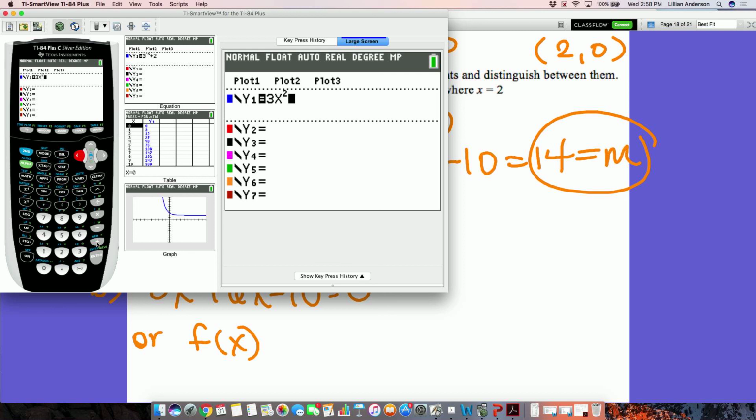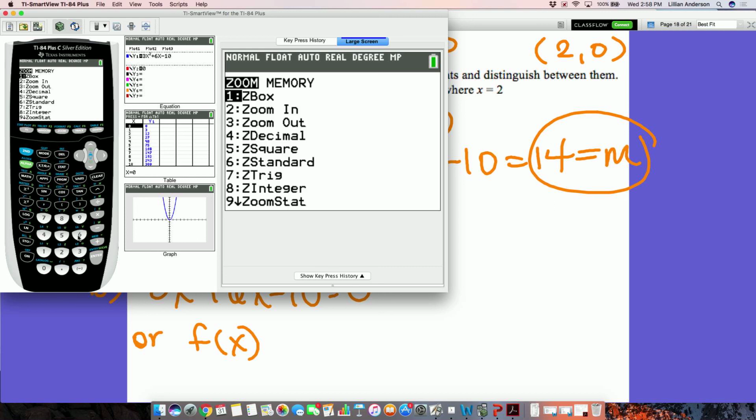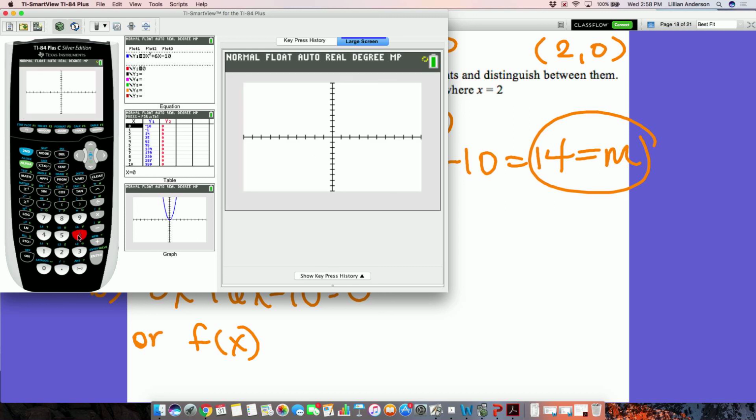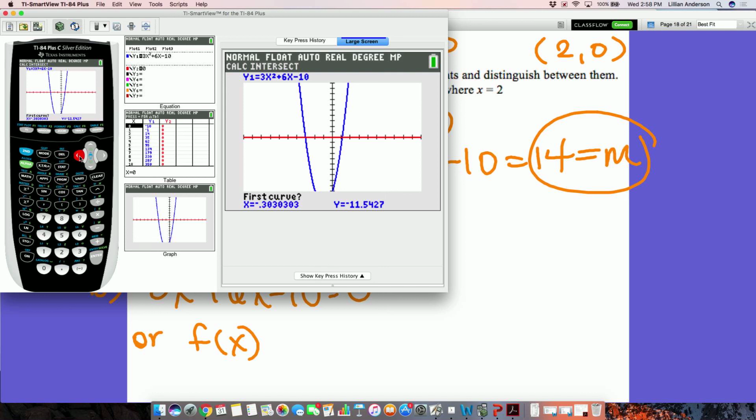Plus 6x minus 10. I'm going to put 0 into y2 and figure out where those x coordinates are, where they intersect. It almost looks like it's going to be whole numbers, almost. I'm going to use the intersect feature of my calculator, second trace, option 5. I'm looking for 2 intersection points. I'm going to find this first one.